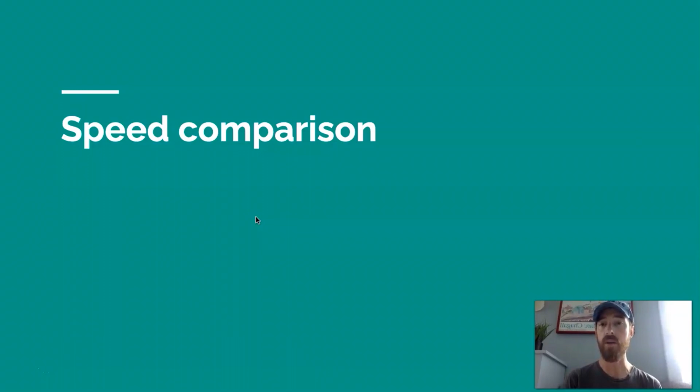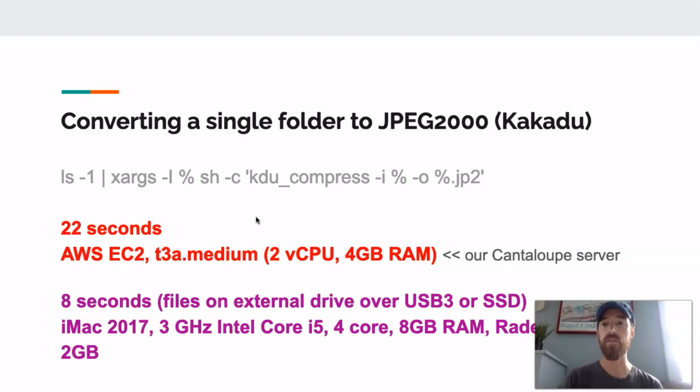And in particular, I wanted to highlight for anybody else who's considering where to do your image processing, speed differences. So on the cloud, in our Cantaloupe server as it's currently configured, it takes 22 seconds to convert a single folder of these TIFFs to JPEG 2000. The equivalent time on my local iMac, which is a 2017 model, is 8 seconds, even if I'm running it directly off the external drive and not loading the file onto the local SSD.